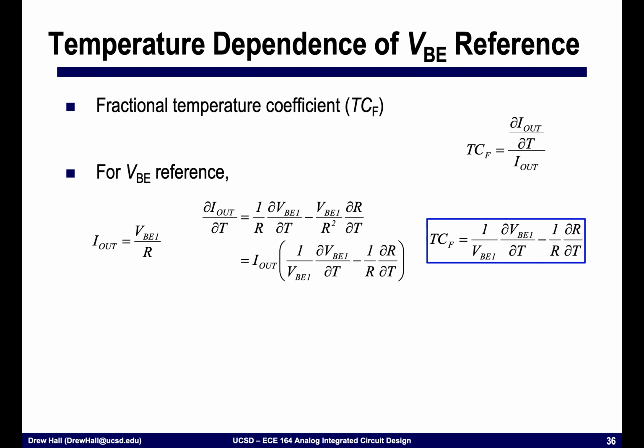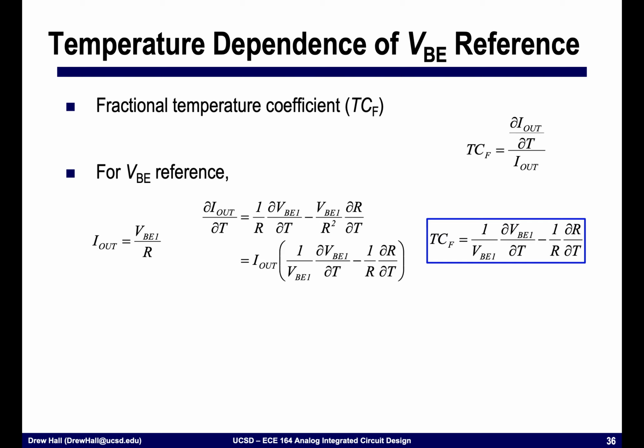If I was to go back and calculate this for the circuit that we just looked at, we said that I out was equal to VBE divided by R. The partial derivative of I out with respect to temperature is 1 over R times the partial derivative of VBE with respect to temperature, minus VBE divided by R squared times the partial derivative of R with respect to T. So here, I'm just looking at how much VBE changes as a function of temperature and how much R changes as a function of temperature.